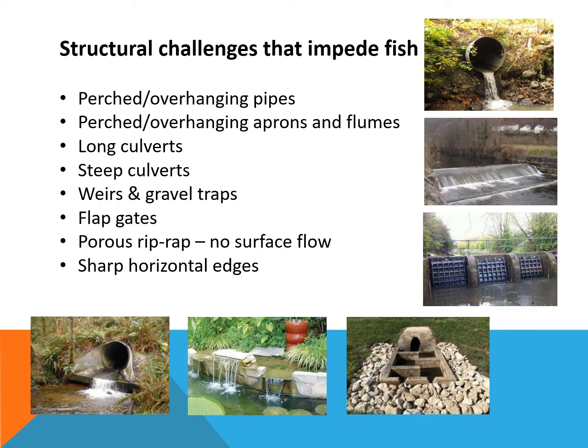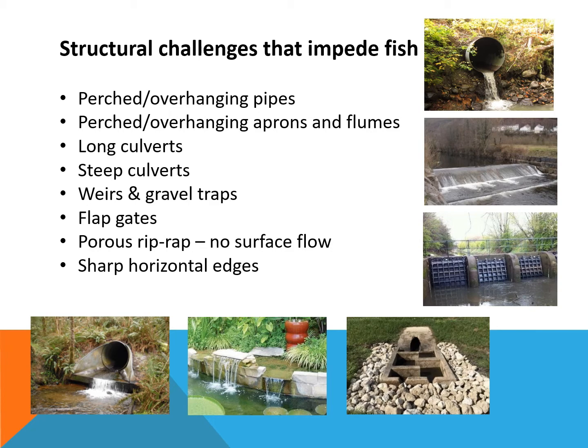The structural challenges that impede fish that we see out there in the landscape: we see perched or overhanging pipes, perched and overhanging aprons and flumes that are often on the end of pipes. Sometimes it's just the fact that it's a very long culvert or a steep culvert. We have weirs and gravel traps, sometimes in quite large rivers. And flap gates or tide gates are often the first barrier that fish will encounter as they're making their way inland from the ocean or estuaries.